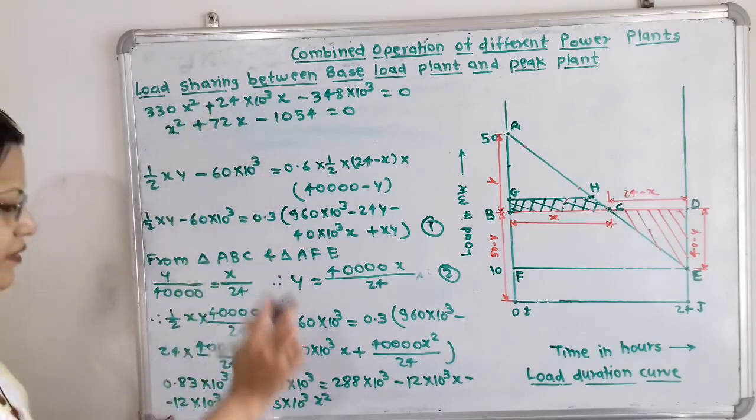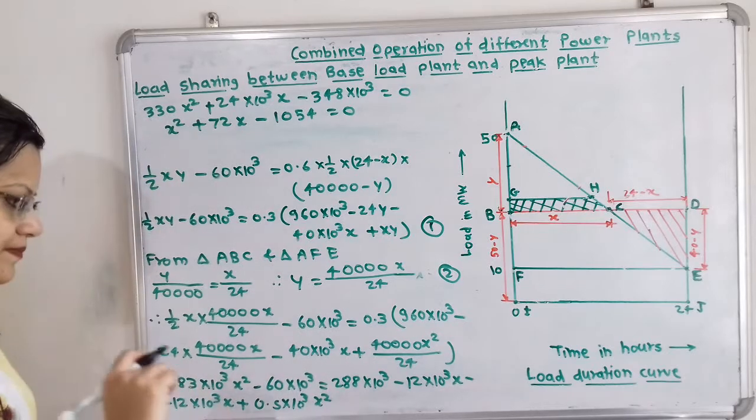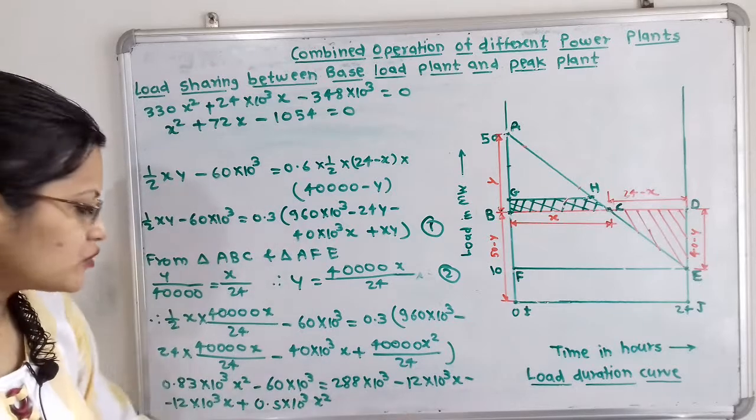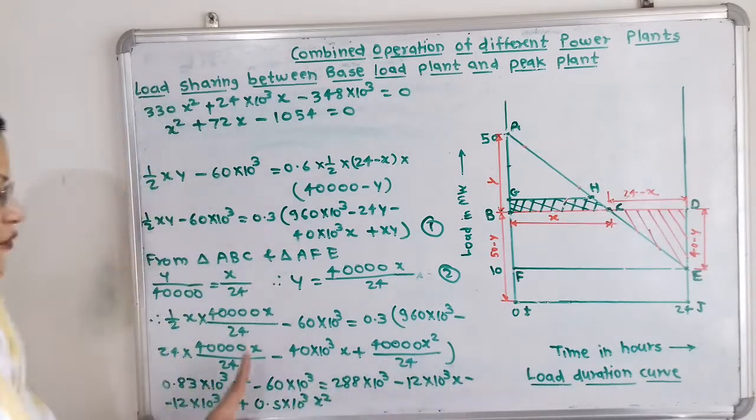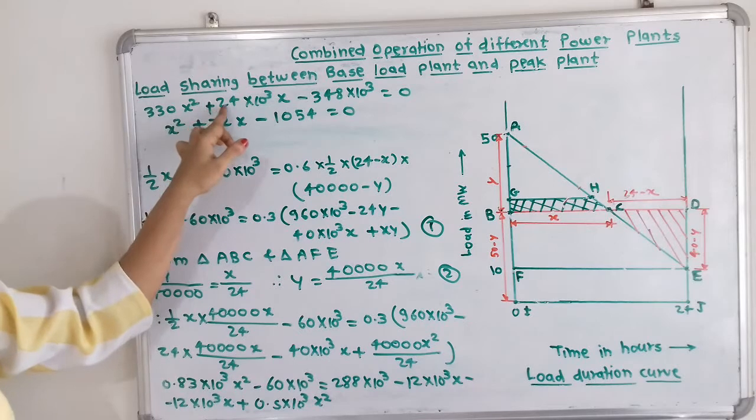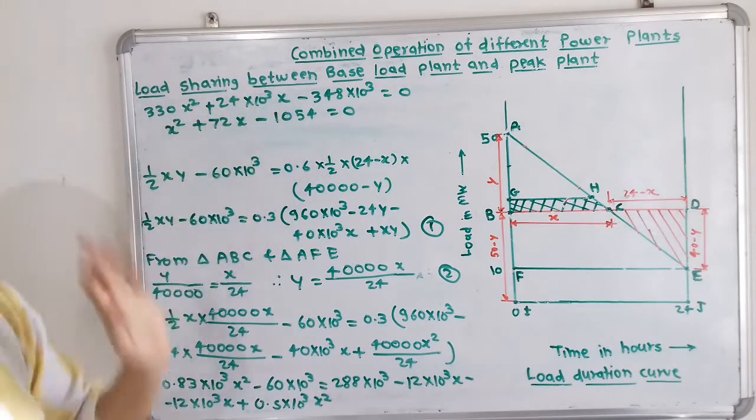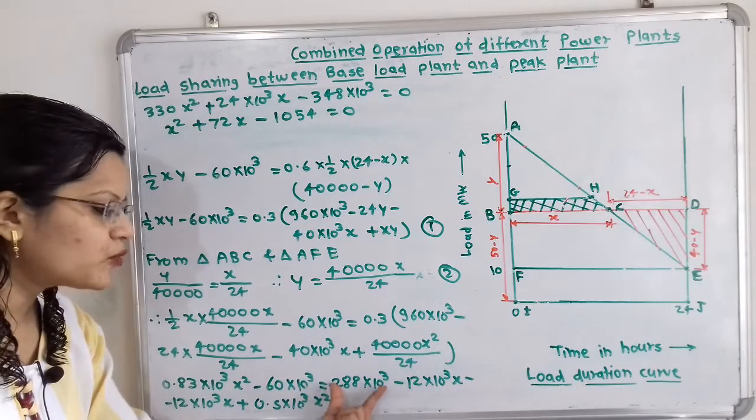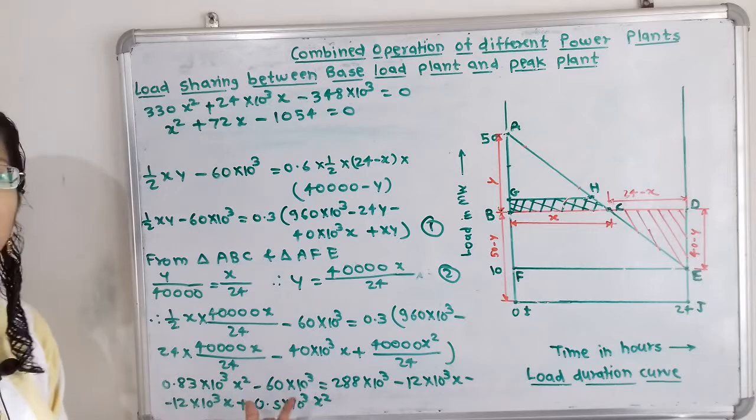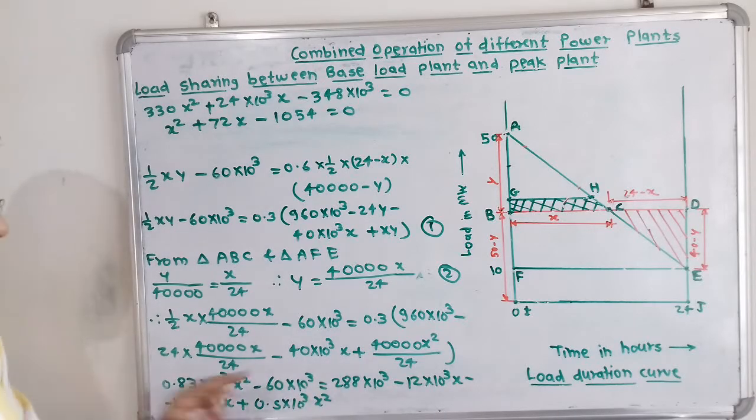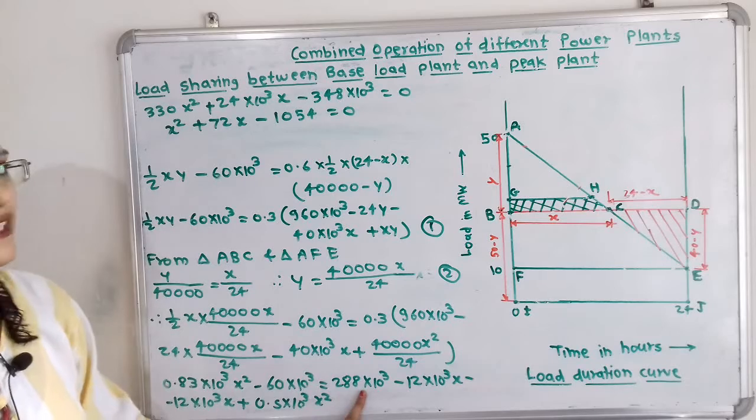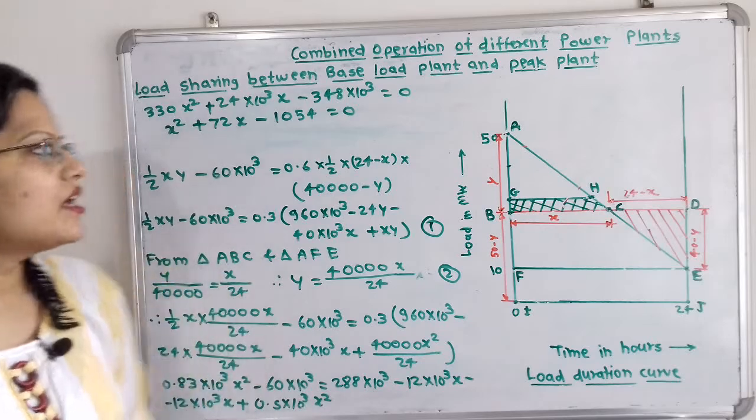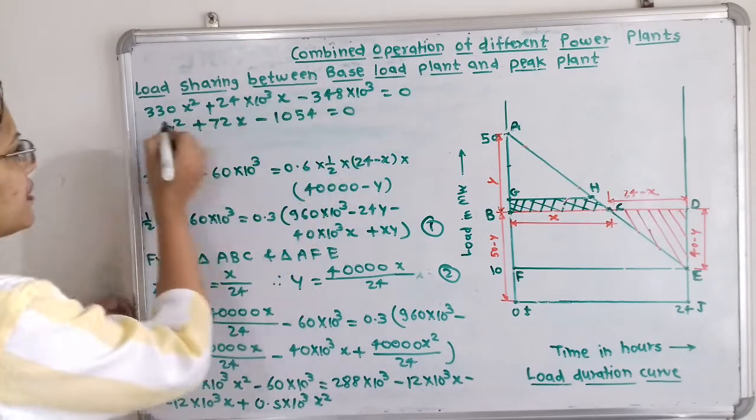So here − 24 × 10^3 x, but it is on the right hand side. So if we take this to the left hand side, it will become + 24 × 10^3 x, and here − 60 × 10^3. If I take the term 288 × 10^3 to the left hand side, then it will become a minus sign. So − 60 − 288, that is − 348 × 10^3, is equal to 0. Now again we will divide this whole equation by 330.